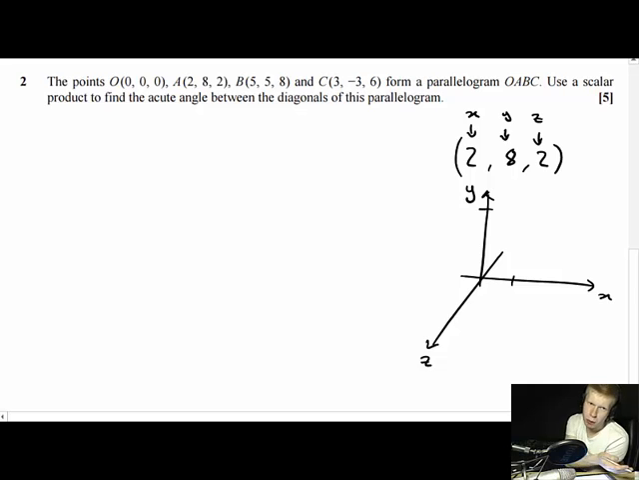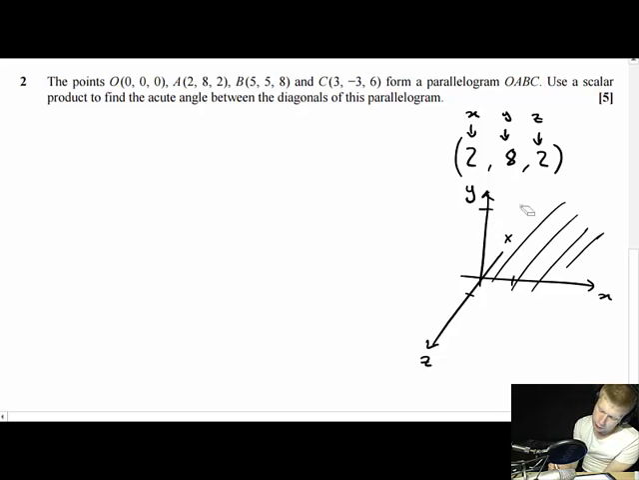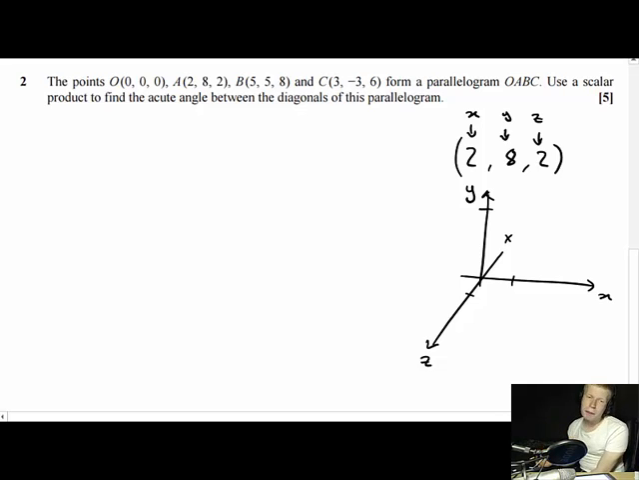So if it's 2, 8, 2, that's my point A, it means I move 2 across, 8 up, still doing the same thing, but this time I move 2 out as well. So I end up at a point sort of suspended in space, if you can visualize that. So it's sort of in front of the XY plane. Anyway, that's what it means.